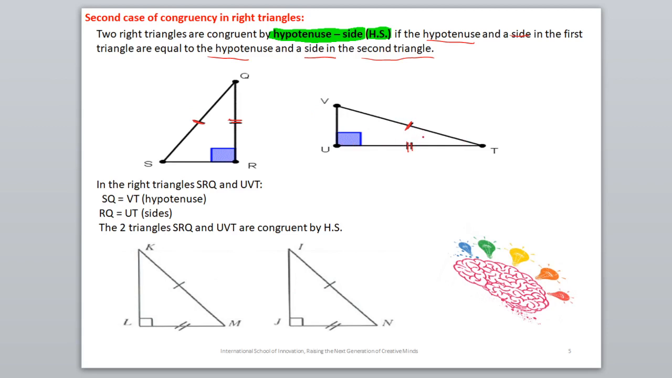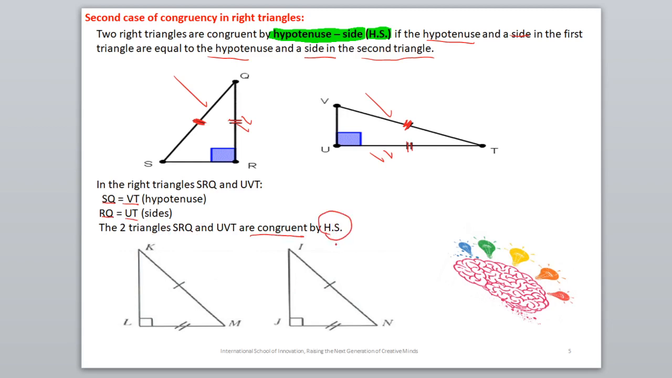So when the hypotenuses are equal and two sides are equal, one from each triangle, they are congruent by hypotenuse side. So in the right triangles SRQ and UVT, we have SQ equal VT, which are the hypotenuses here and here. So this one is equal to this one. RQ equal UT. The side RQ, which is this one, equals UT, which is this one. So they are equal, and then the two triangles are congruent by hypotenuse side.